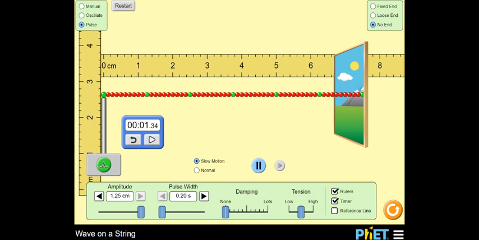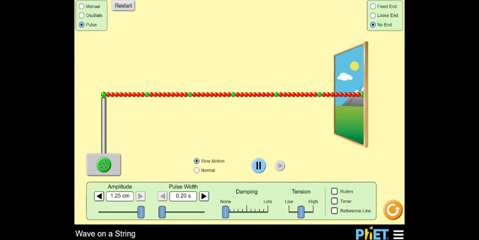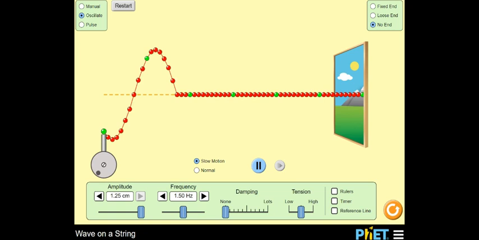Now, suppose I wanted to produce a sinusoidal wave. I want to change this now so that it oscillates, and I'm producing this kind of wave now.